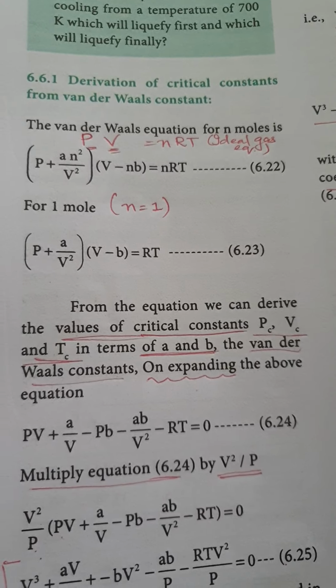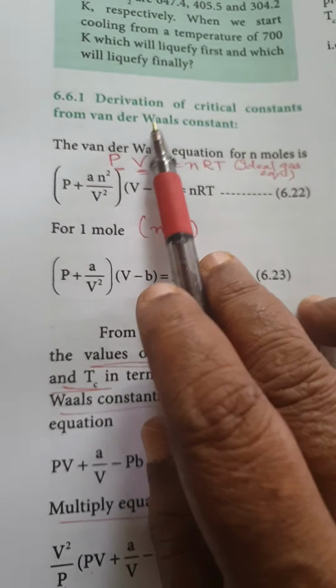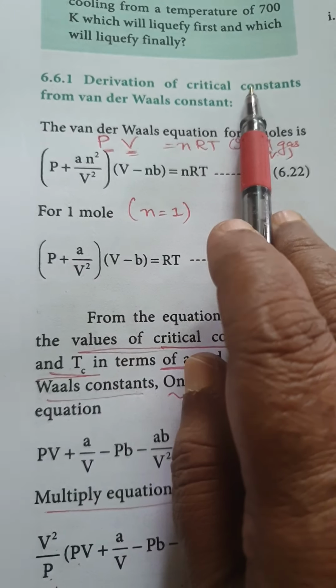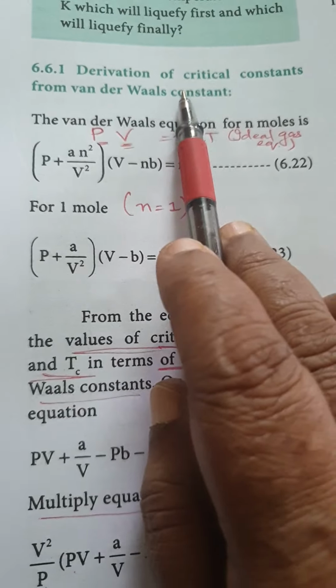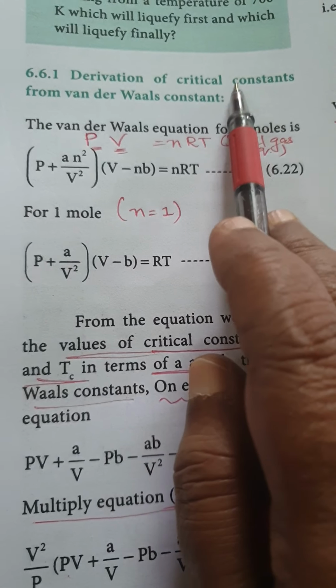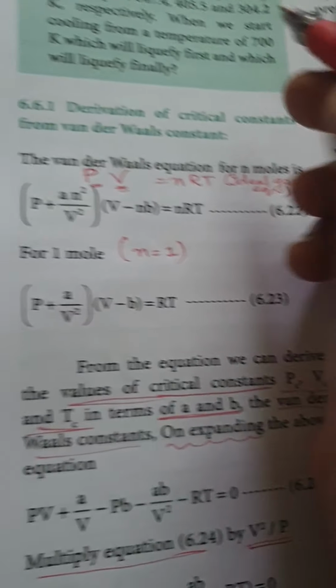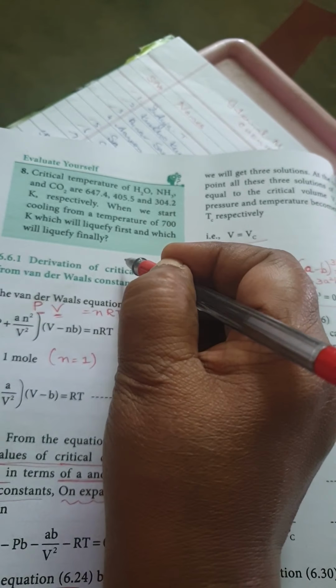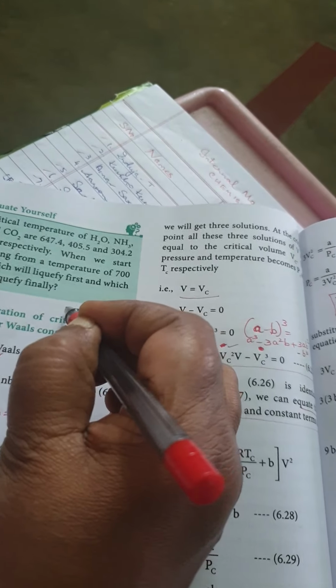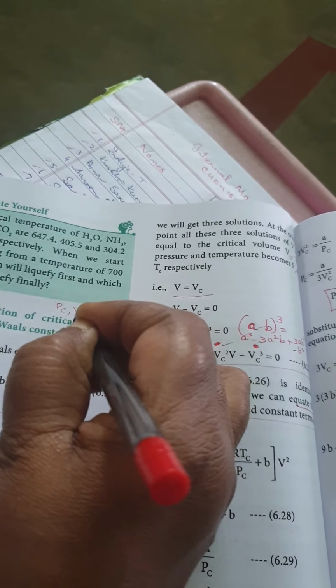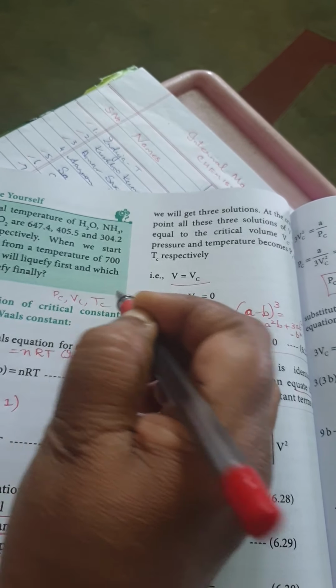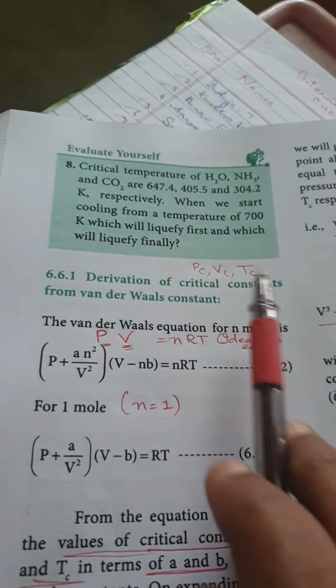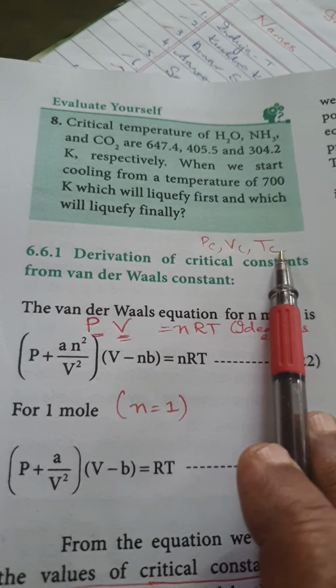Hello, good morning, children. Today we are going to look into the derivation of the critical constants from the Vanderwaals constants. Okay, critical constants are Pc, Vc, and Tc, where P, V, and T stand for pressure, volume, and temperature.